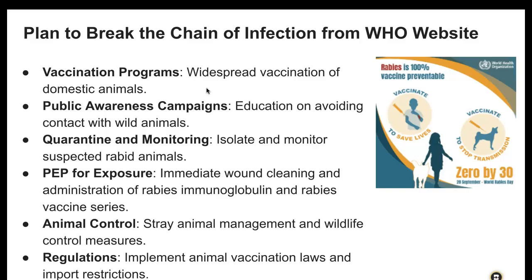PEP is immediate wound cleaning, administration of rabies immunoglobulin, and the rabies vaccine series. So get the PEP as quickly as you can if you're exposed. Animal control is a huge issue: stray animal management and wildlife control measures. And then there are laws implementing animal vaccination requirements and restricting imports, and that's a big deal.